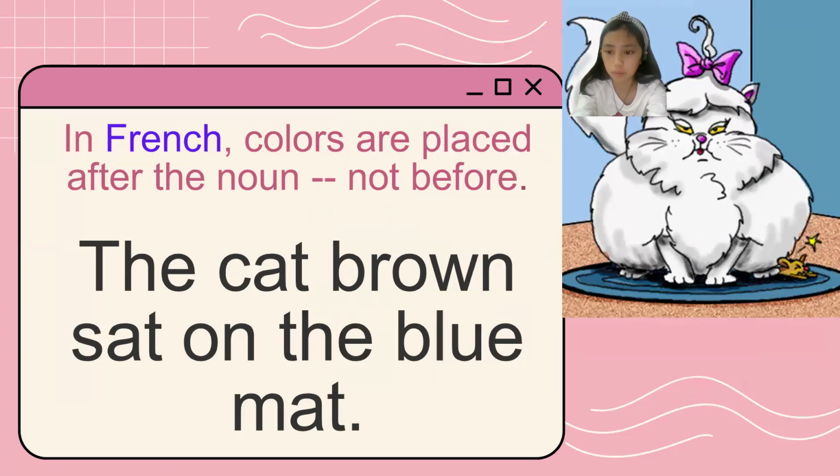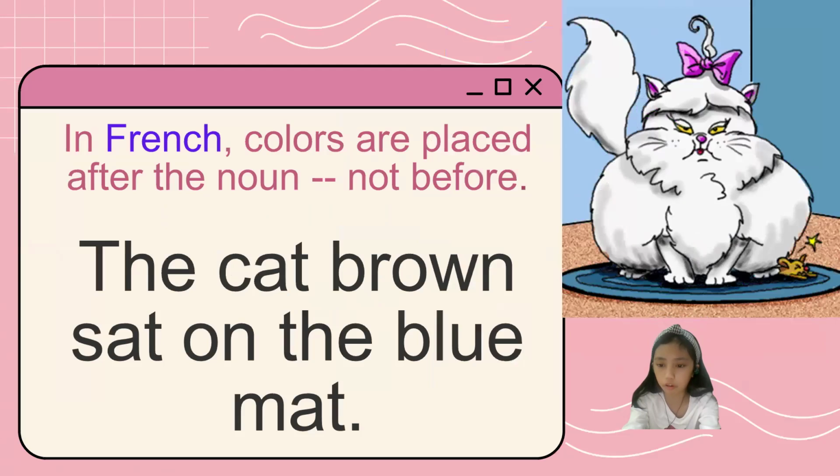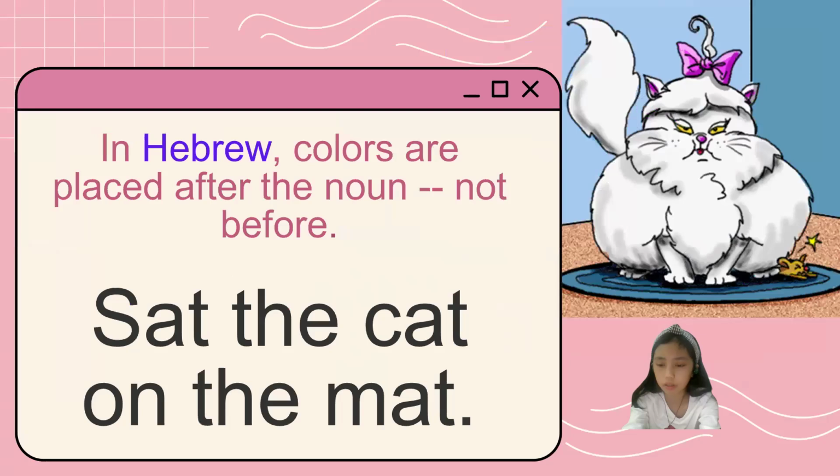In French, colors are placed after the noun, not before. For example, the cat brown sat on the mat blue. In Hebrew, the verb is placed first in the sentence: Sat the cat on the mat. Some languages are written in columns. Others, like the Egyptian hieroglyphics, are in picture form. The English language has its own patterns, which I will discuss.